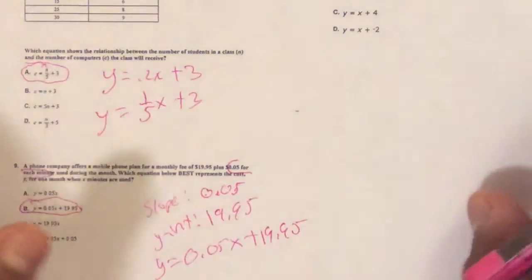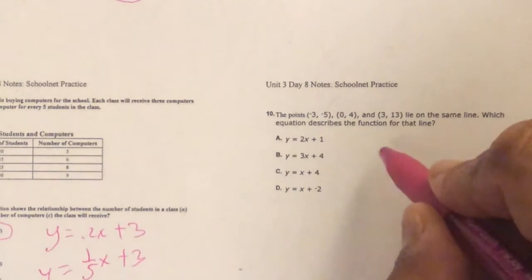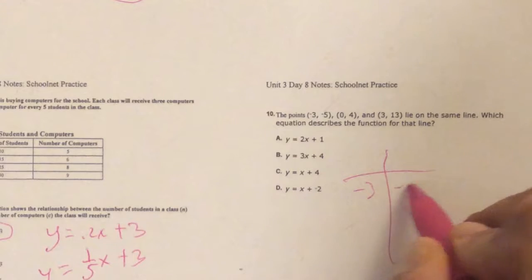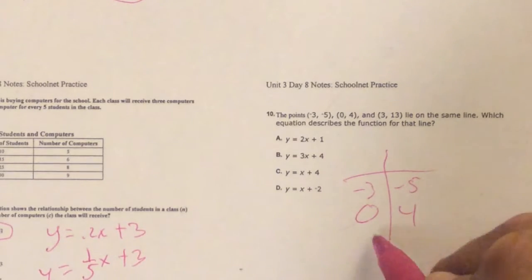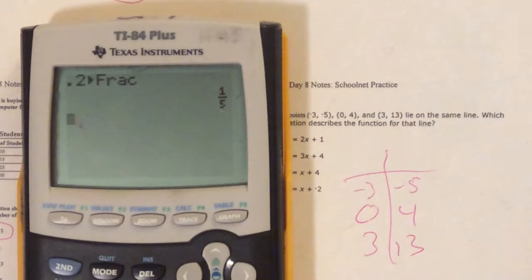Okay? And last question. The points (-3, -5), (0, 4), (3, 13) lie on the same line. Which equation represents this situation? So the first thing I would do, I would create a table. -3, -5, 0, 4, 3, 13. That will be the table we're going to use. You can either do this by hand, or once again, you can use your stat edit.